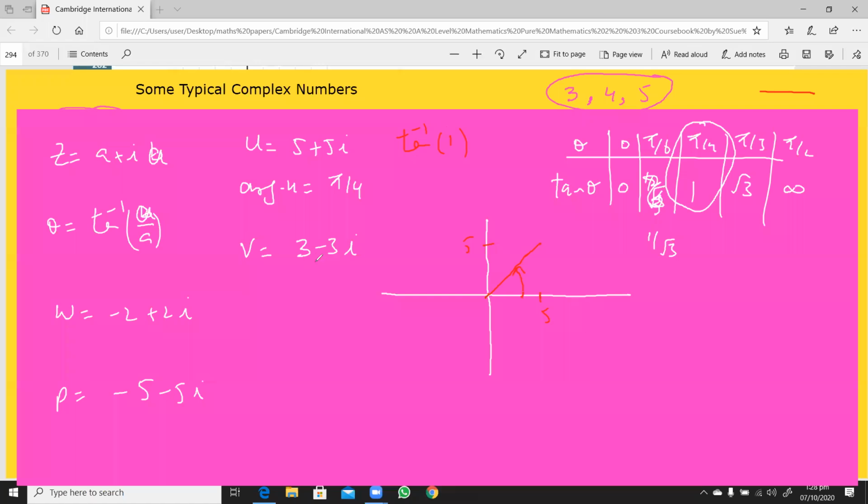Now look at this v, 3 minus 3. So this is going to be in this quadrant, 3 minus 3. That is your fourth quadrant, okay? Like this. So what is going to be this argument? Yes, who will tell me what is the argument of v?